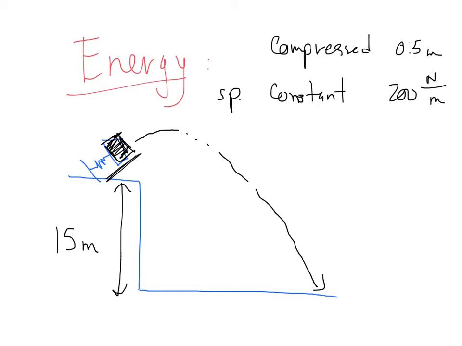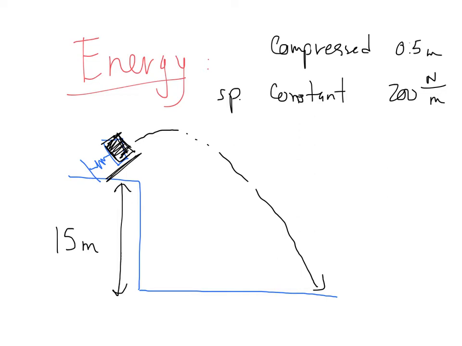Remember what k means. The spring constant, 200 newtons per meter, means it would take 200 newtons of force to compress the spring by a full meter. So since this one is compressed by a half meter, it means that 100 newtons of force is being applied to the spring, and then the object is going to be let go or released. It's going to launch off.